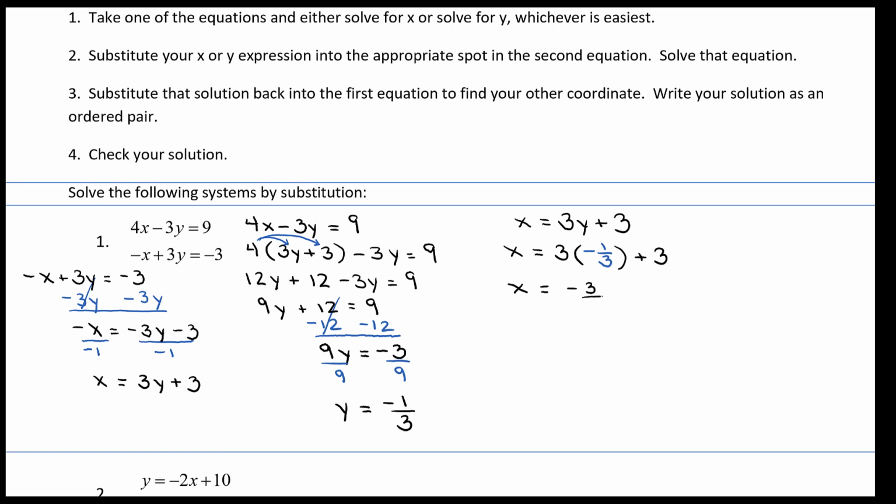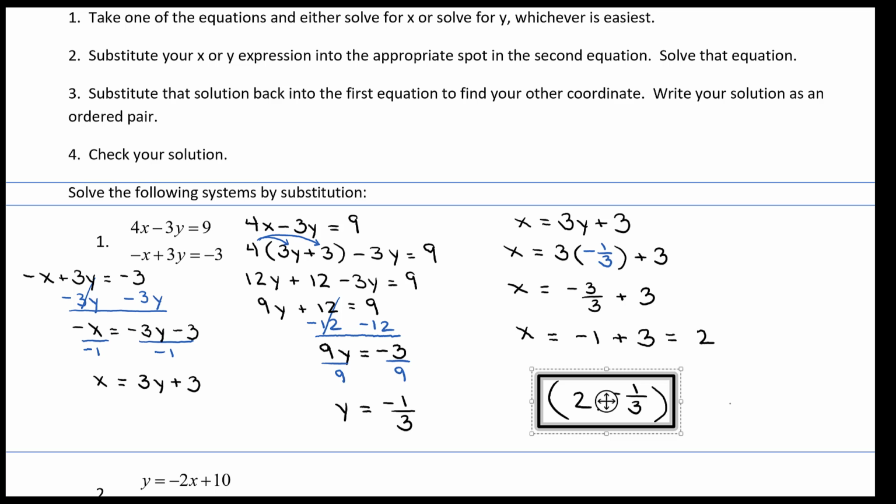Our next line is x equals negative 3/3 plus 3. The negative 3/3 reduces to negative 1, and then plus 3 is going to give us positive 2. I can write down my ordered pair as 2 comma negative 1/3. This is my solution to this system.